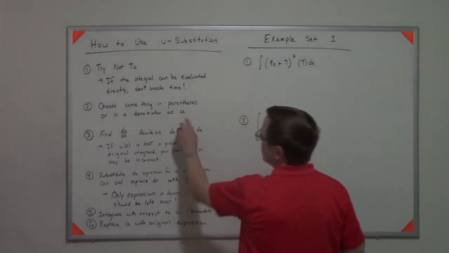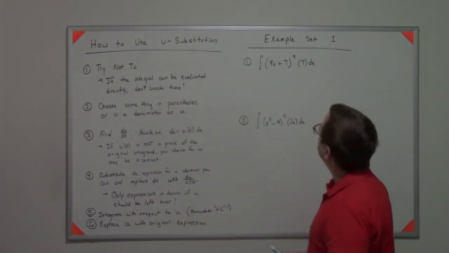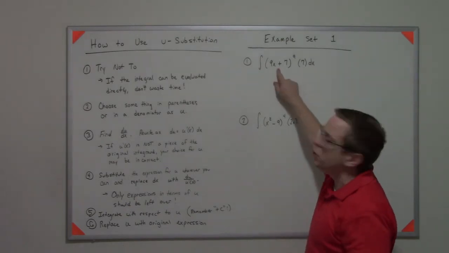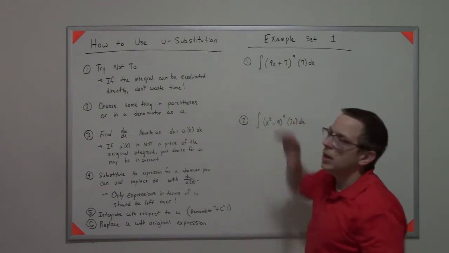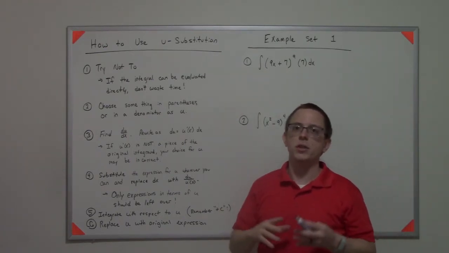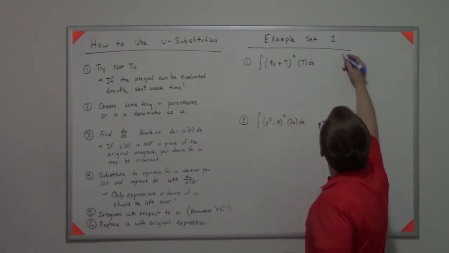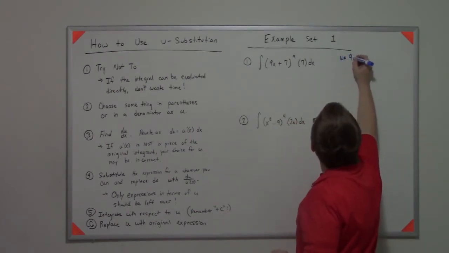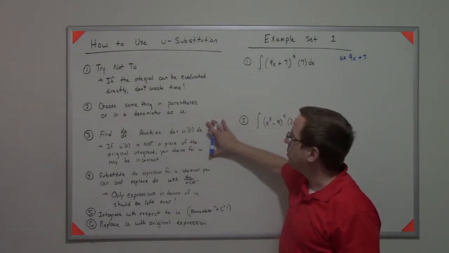The first thing it says is choose something in parentheses or a denominator. Well, I could choose this or I could choose that. I'm going to pick this because it looks like it's the thing that's going to be the most complicated. So you typically pick the most complicated thing you can. So I'm going to say u is 9x + 7. Then the next thing I'm going to do is find du.